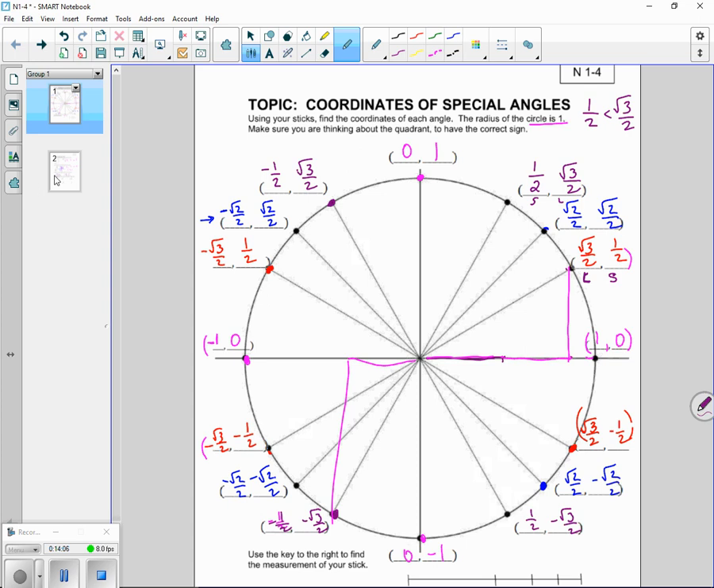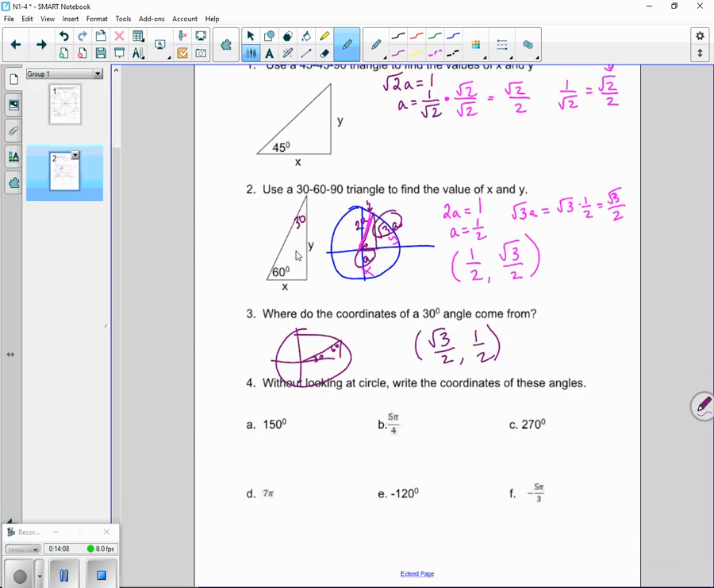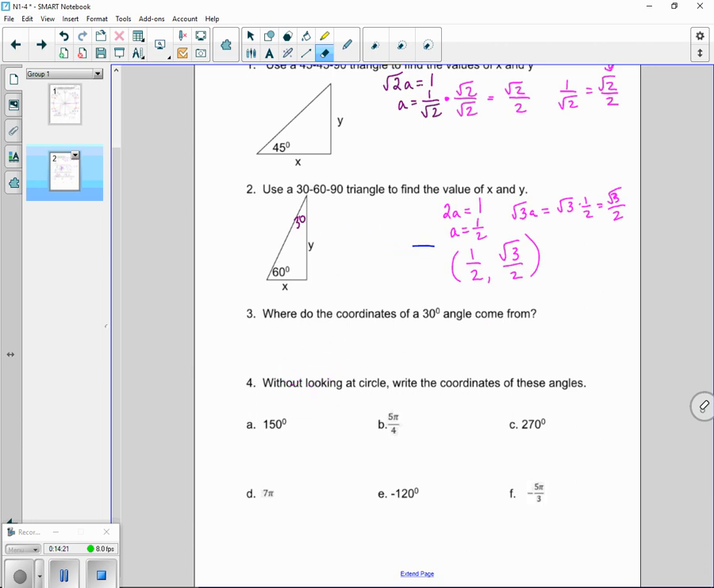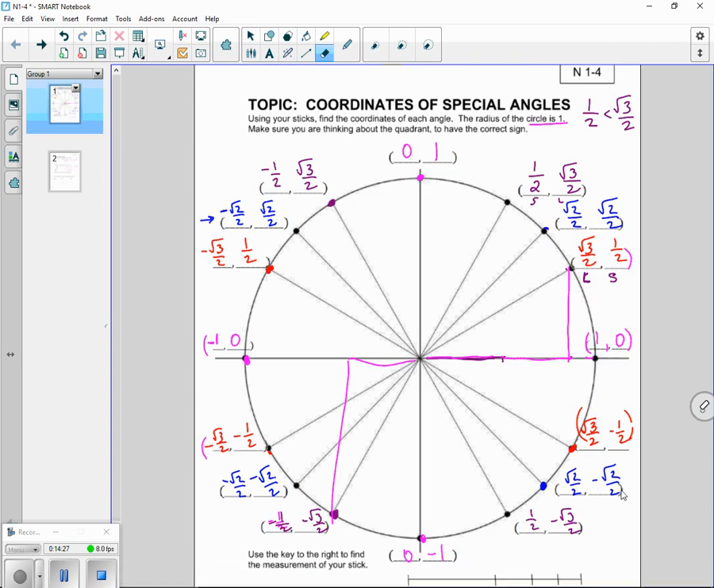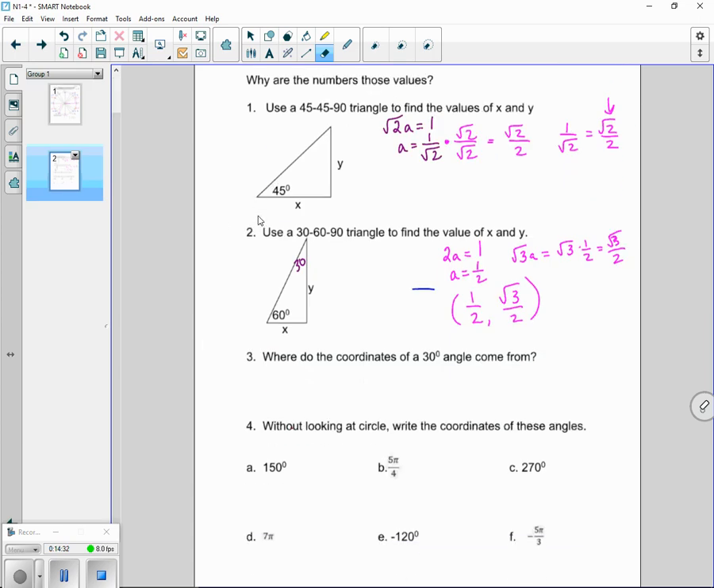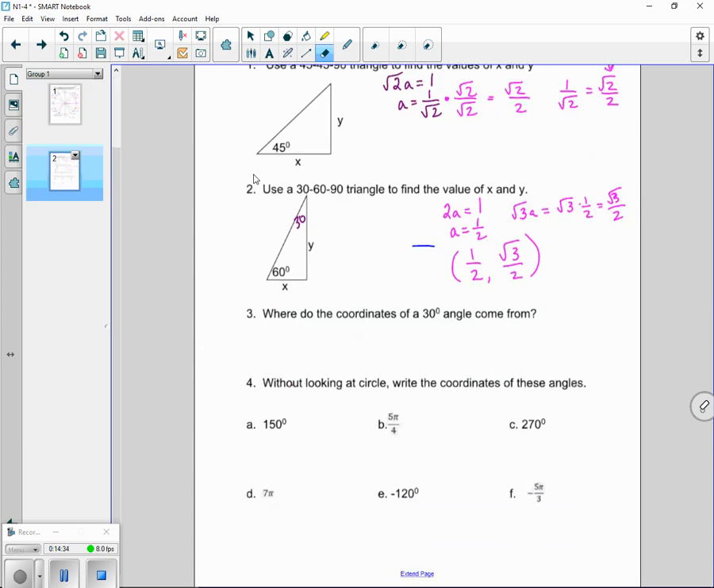So what your homework is: without looking at the circle, write the coordinates of these angles. Now, when I say without looking at the circle, I'm not saying you're going to have to just simply memorize. That's not what I mean. What I don't want you to do on your homework is have this in front of you and go, oh, okay, here's 150, and write them down. I want you to start from scratch and do it like this. So I'm not saying don't think of the circle.